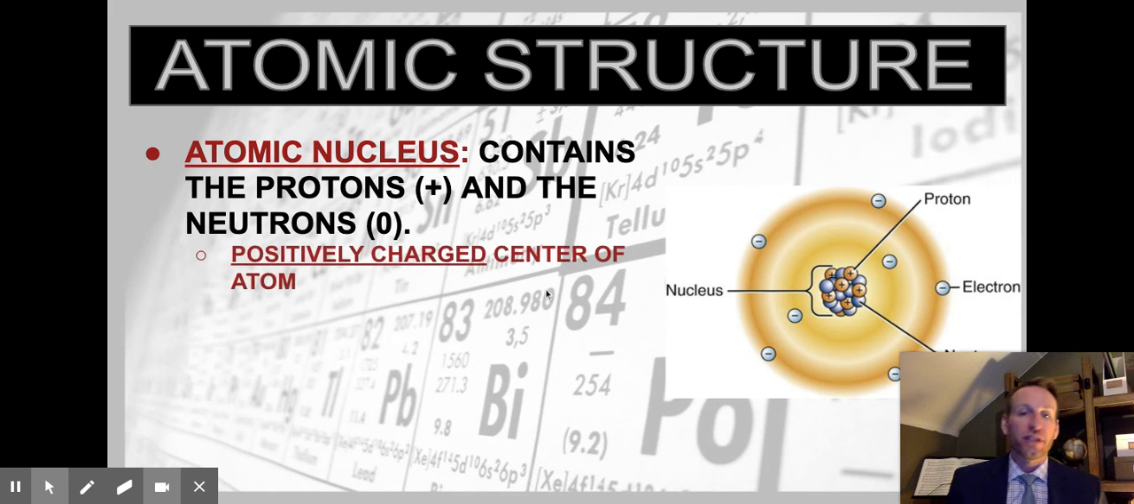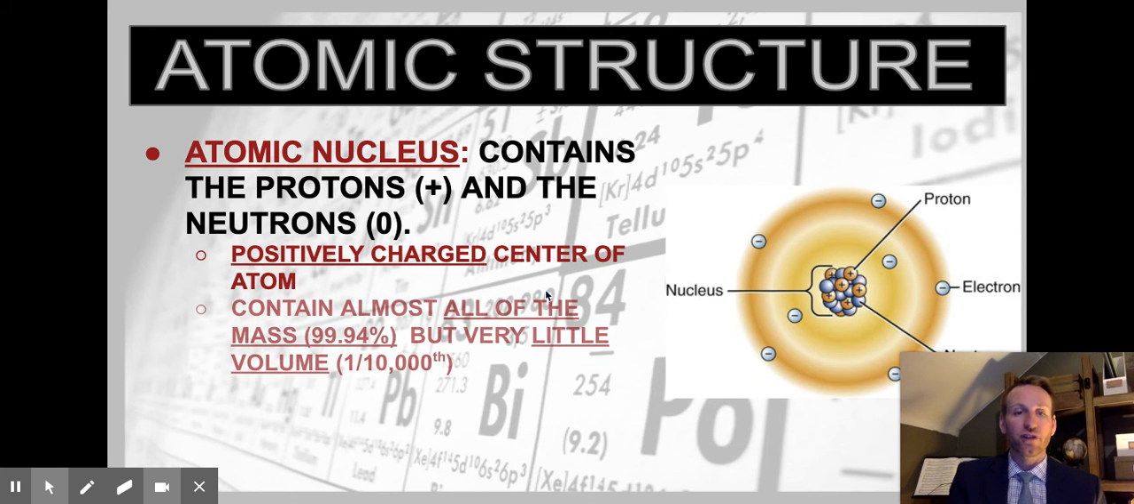With that nucleus, because protons are positive, but neutrons have no charge, the overall charge of the center of the atom, the nucleus, is a positive charge. It's the positively charged center of the atom because the protons don't get canceled out by anything, since neutrons don't have a charge.